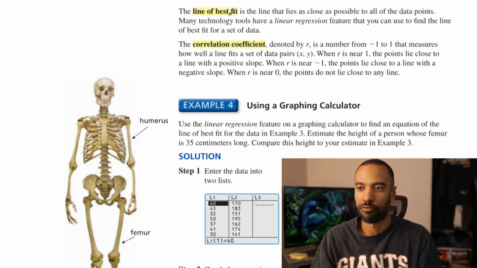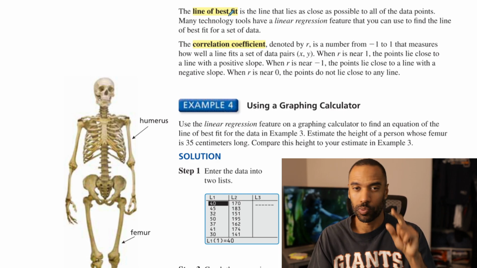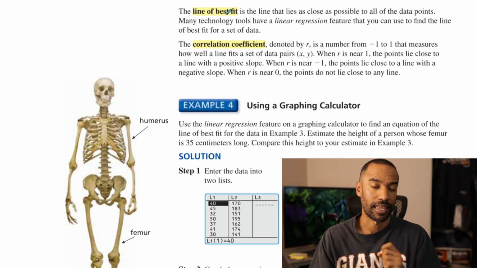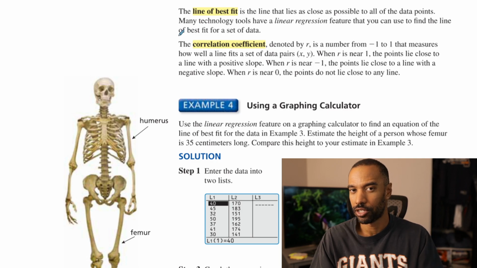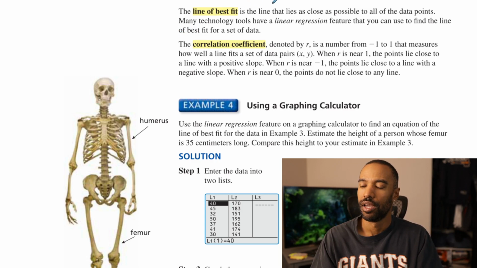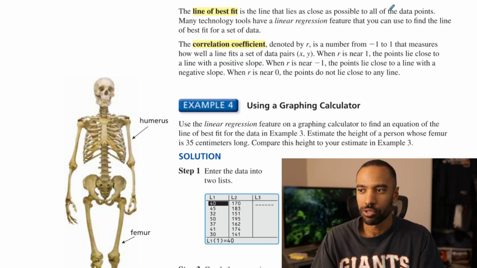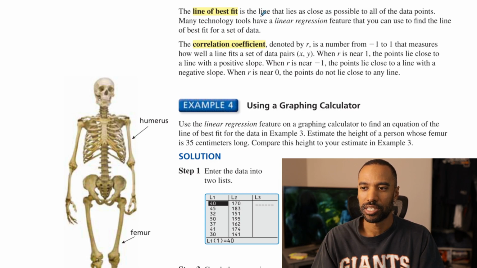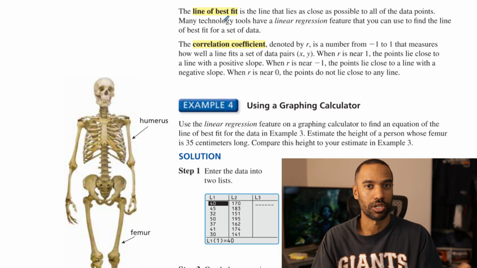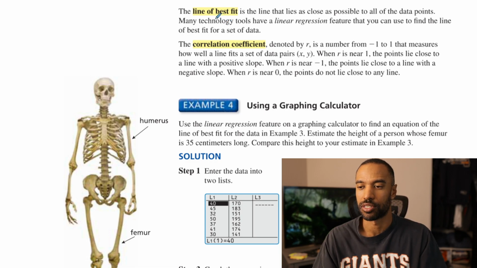Anyway, let's talk about the line of best fit. We drew a line of fit the best we could eyeball. The line of best fit can actually be calculated. Our calculator can do it, and that's probably the best way we're going to do it. Line of best fit is a line that lies as close as possible to all the data points. Many technology tools have a linear regression feature you can use to find the line, such as graphing calculators. My graphing calculator does the same.